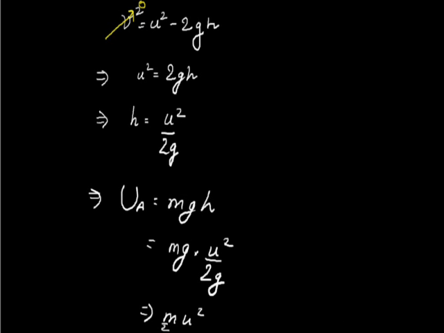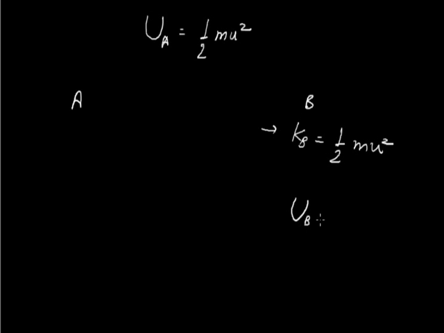For less space, we are going to take this example like this. We find the value of potential energy at point A as half m u squared. Now we have the two points A and B. We find the initial point, which we have designated as B. The kinetic energy at B was equivalent to half m u squared, and the potential energy Ub equals 0 because h is 0 at that point.